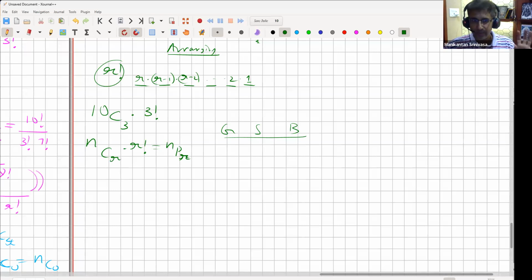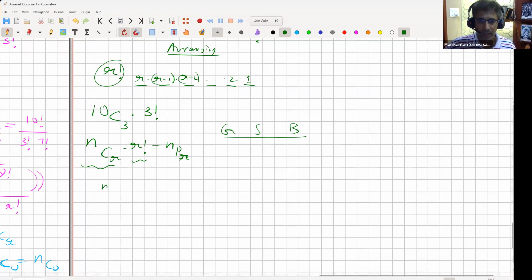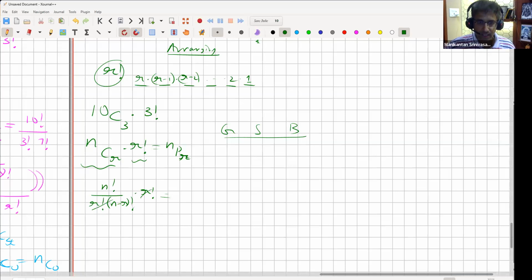No, not confusing. It's best to keep the choosing and the arranging separate. And as and when needed, you can just multiply it out. Right now, it's not very complicated to multiply, right? So this becomes this, and this becomes times r factorial. The r factorial therefore gets cancelled, leaving just n factorial by n minus r factorial. Okay, that's arranging, right? Choosing and arranging.